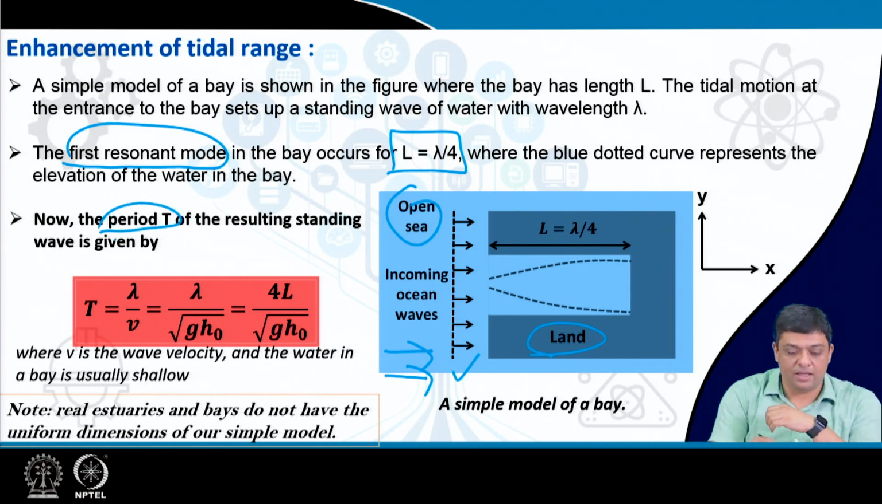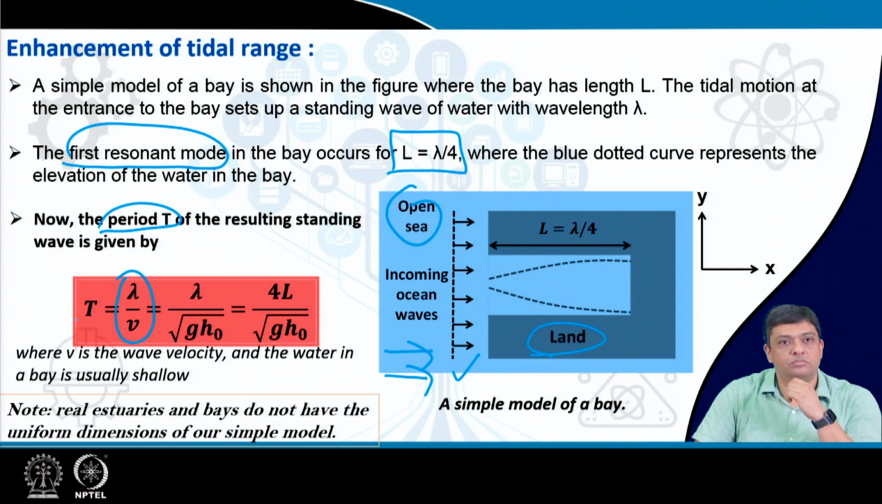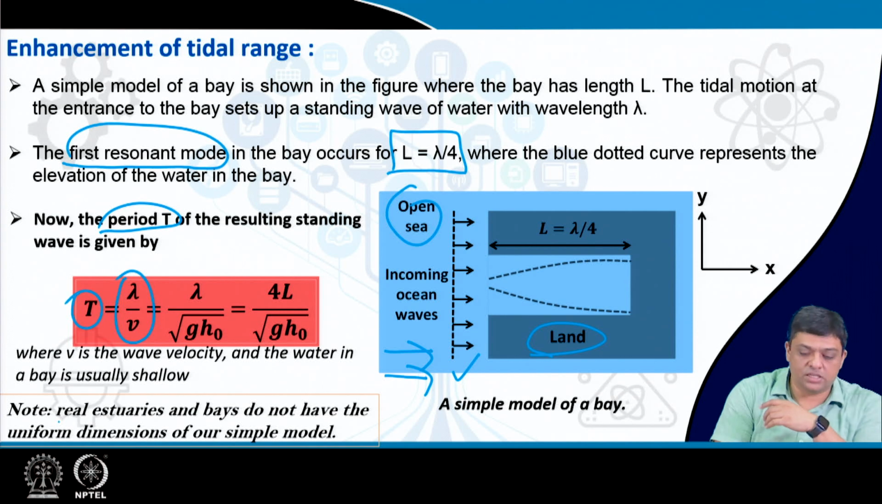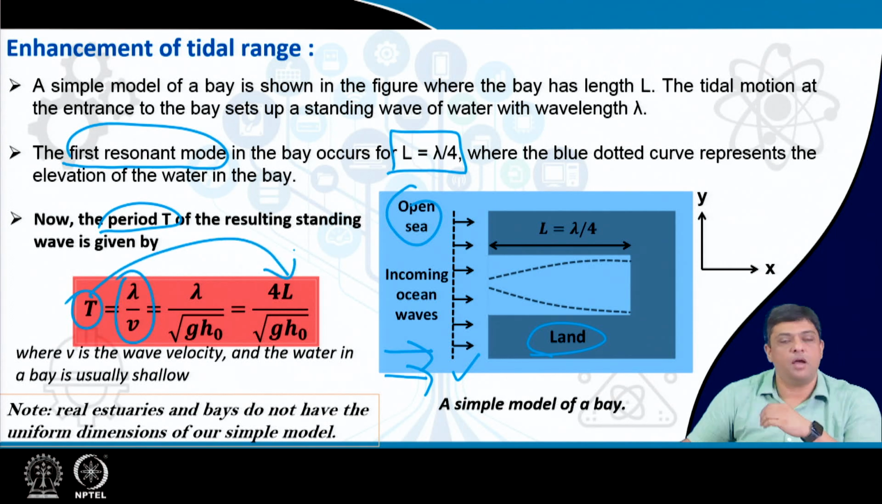This is given by lambda by v, where v is the wave velocity, and the water in the bay is usually considered to be shallow, and hence T is equal to 4L by square root of g h0. We are taking the value of v in the shallow region.